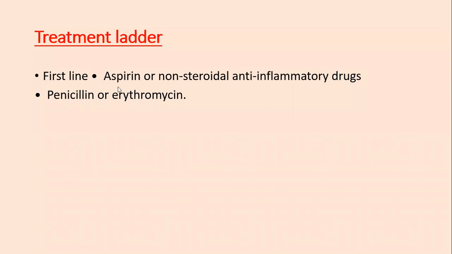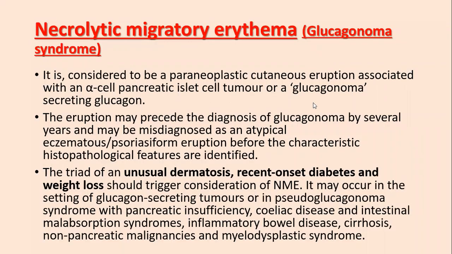Rheumatic fever is usually treated by aspirin or non-steroidal anti-inflammatory drugs. And sometimes we give penicillin and erythromycin if the cause is established. Then a very interesting syndrome, which is necrolytic migratory erythema or glucagonoma syndrome. It is again a paraneoplastic syndrome associated with alpha cell pancreatic islet tumor, or glucagonoma, a glucagon secreting tumor.